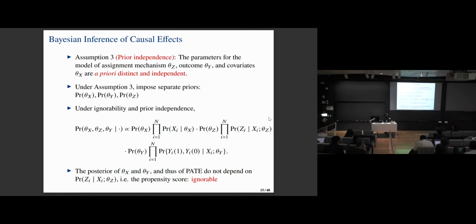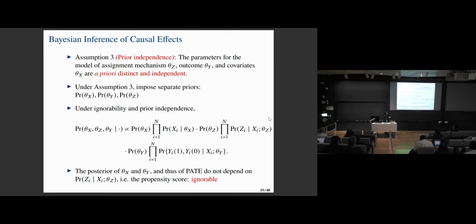So this one has nothing. If you assume ignorability, the treatment assignment has nothing to do with Y. So this section doesn't factor anything into the ATE. Okay, so this part goes away. So that's where the name ignorable comes from.